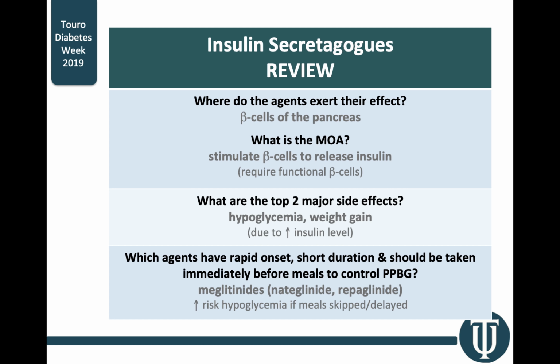Question 3: Which agents have rapid onset, short duration, and should be taken immediately before meals to control postprandial blood glucose? That would be meglitinides. If we plan to skip a meal, then we would want to skip the dose.